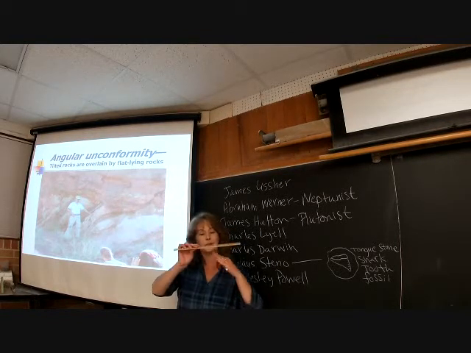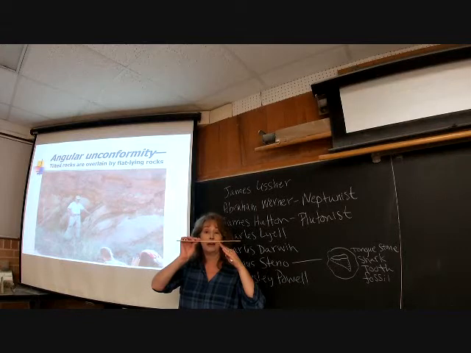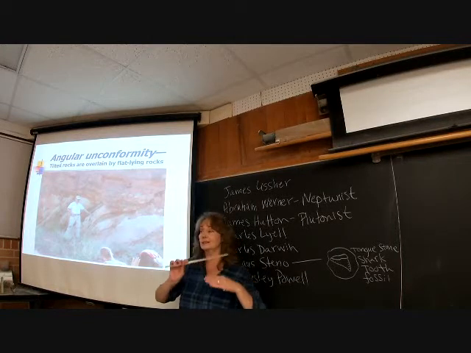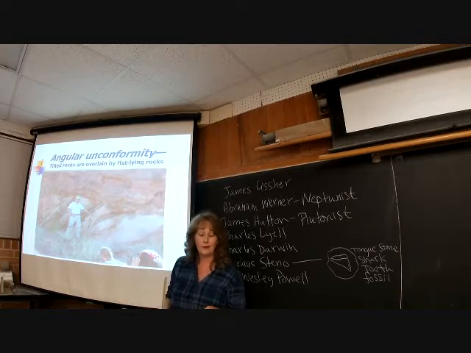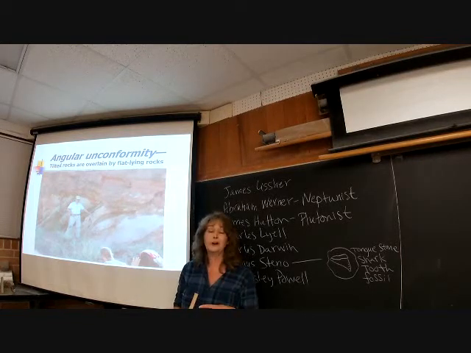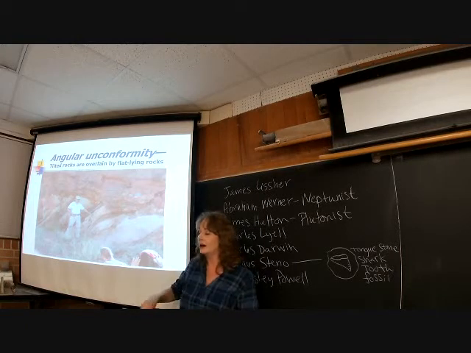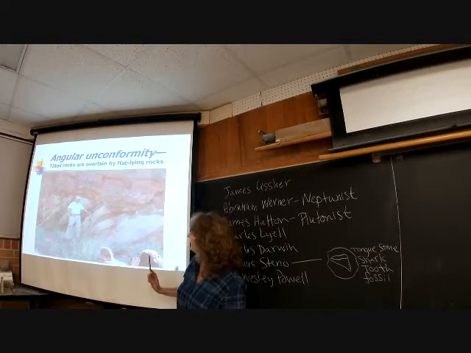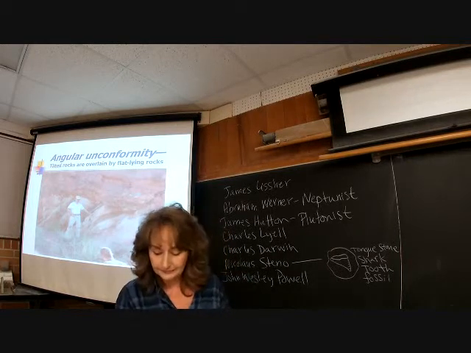So here you end up with a tilted layer beneath a flat-lying layer of strata, coming in at an angle like this. And so that's the word they use, angular unconformity. So tilted rocks that are overlain by a more flat-lying rock body. Okay, and that's a nice example of an angular unconformity.